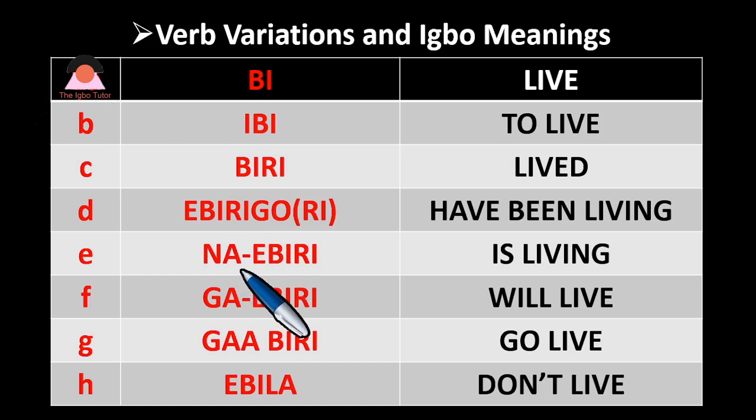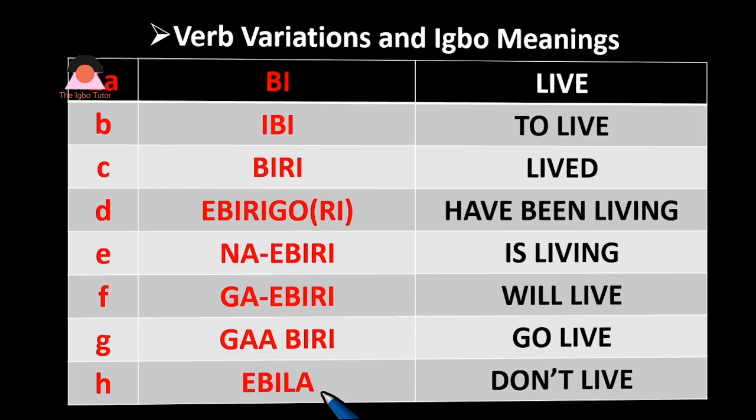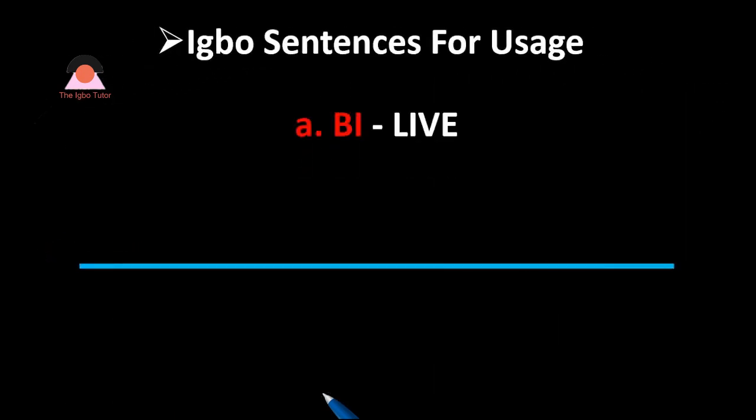Then we have na ebi or na ebiri, as the case may be, which means is living. Then we have ga ebiri or ga ebi. You may choose not to put the ri at the back and limit it to ga ebi, which means we live. And then we have ga ebi, which means go live. And then we have ebila, don't leave, which is the direct opposite of gabiri. We'll move on now to apply them in sentences and see how they go.